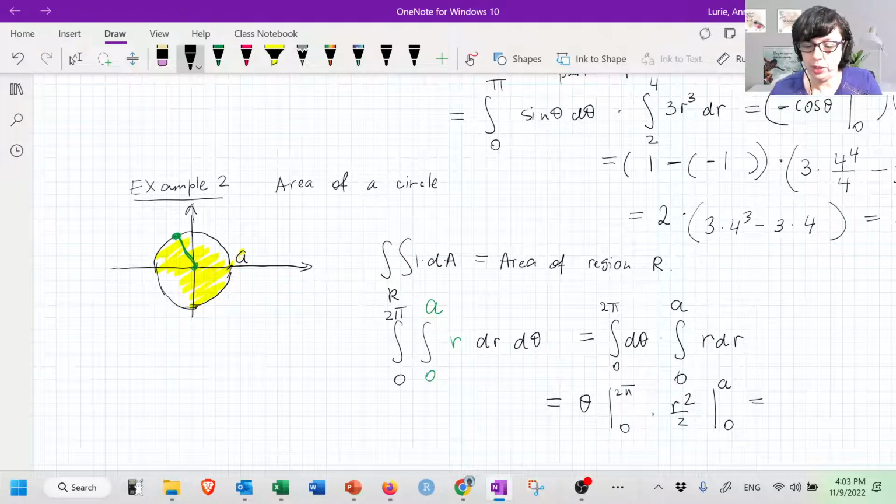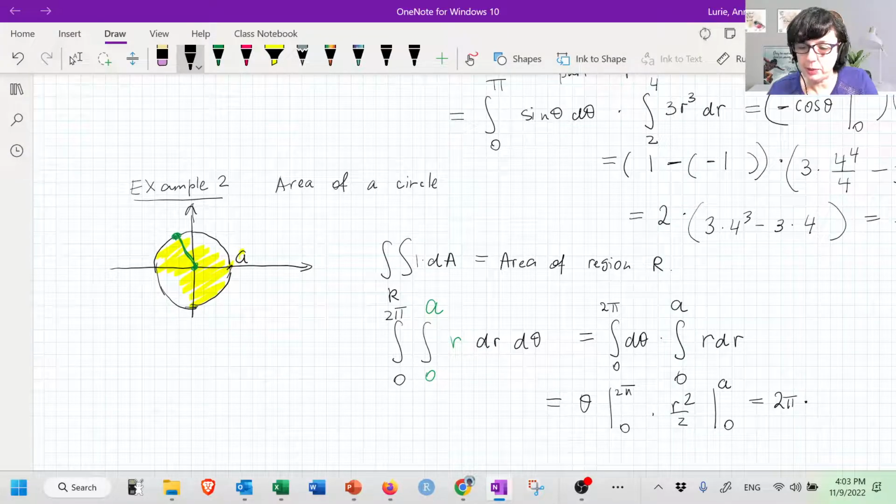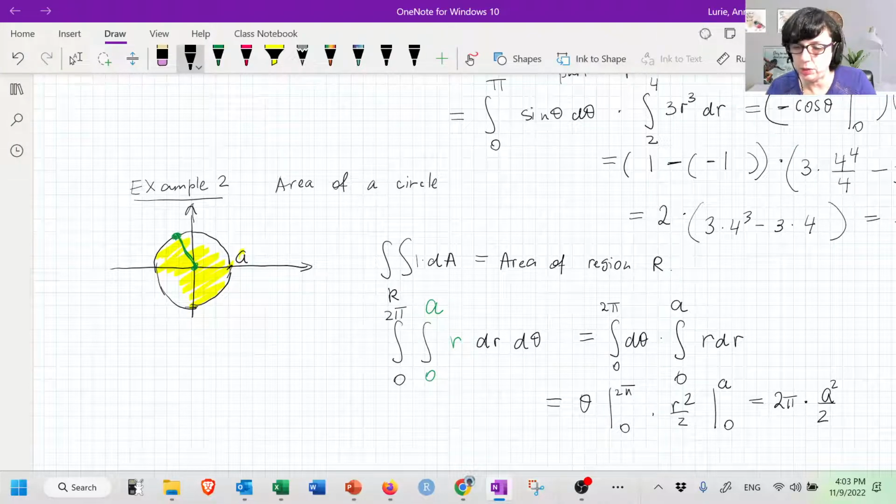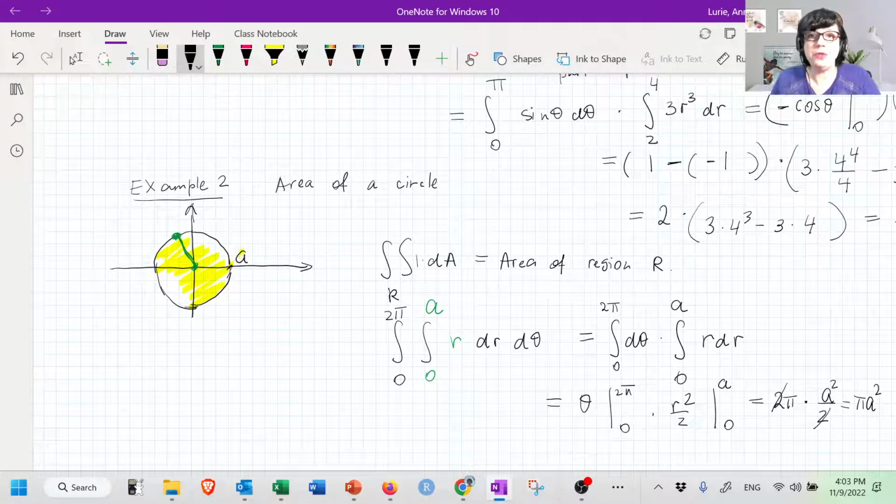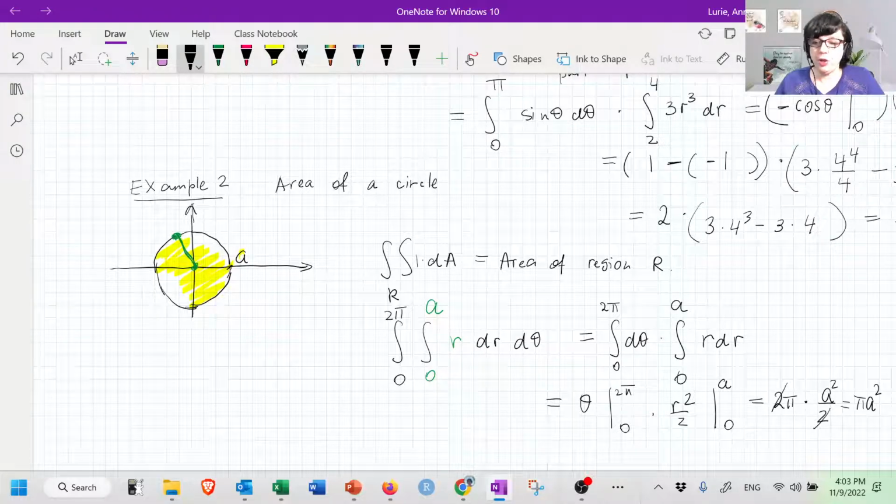Okay, so what do we get? When we substitute 2 pi for theta, that'll be 2 pi. When we substitute 0, obviously that's just going to be 0. And then you multiply that by a squared divided by 2. So you get a squared divided by 2. And when you substitute 0, of course, that's just 0. Now notice how the 2 cancels out, and you wind up with pi a squared, which is the familiar formula for the area of a circle, pi r squared. And so we just showed that it's true using polar coordinates.